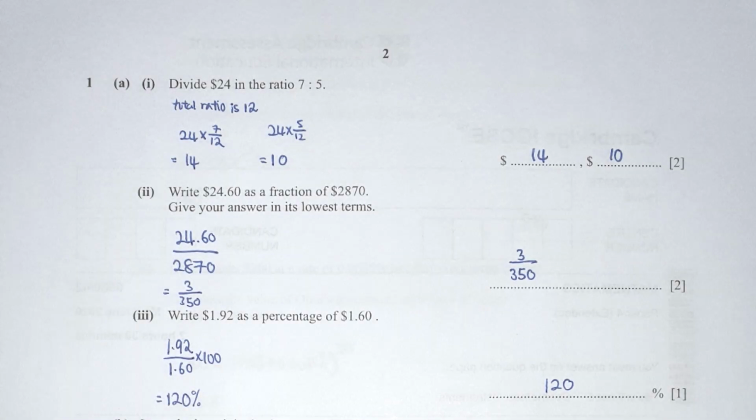So, for the paper that we are sharing today, it is 42 May June 2020. So your first task in question 1A is to divide 24 in the ratio of 7:5.